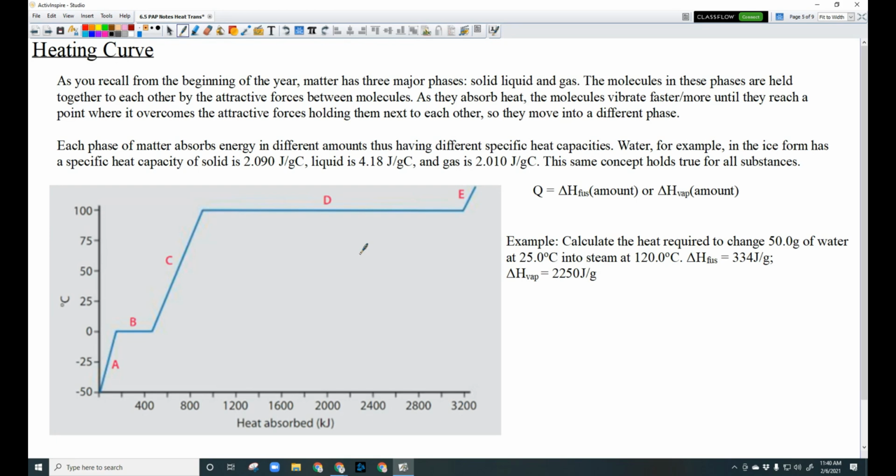And each phase of matter absorbs energy in different amounts, and they have different specific heat capacities. For example, water in the ice form, the solid form of water, the specific heat capacity is 2.090 joules per gram degree Celsius. Okay, so ice absorbs heat better than water. And we know that because when we take ice and put it in a glass, we notice that it starts melting right away and it melts really fast. But once it gets into the liquid form, it doesn't absorb very well. 4.18, that's a high number.